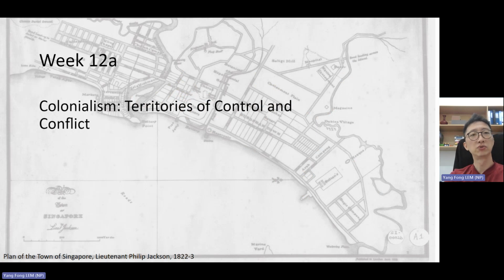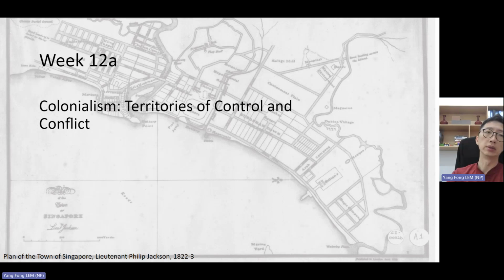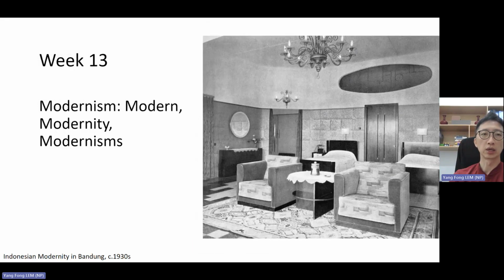Week 12, we're talking about colonialism, territories of control and conflict. And 12B, talking about Singapore modernisms. I think there won't be any guest lecture, so I will just be covering the material. You can see how the topics have transited. We're looking at the East and West, going back in time. Then as we move closer to the modern period, we also zoom in closer to Singapore, to understand the background of the context.